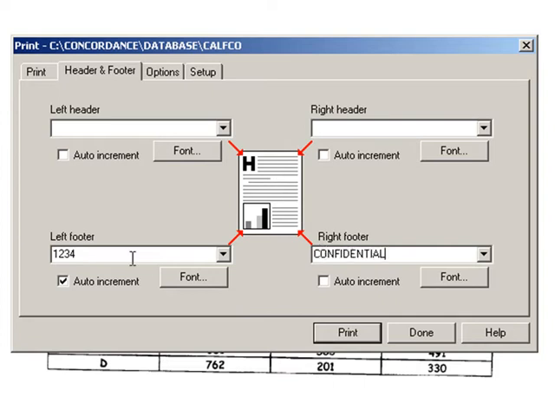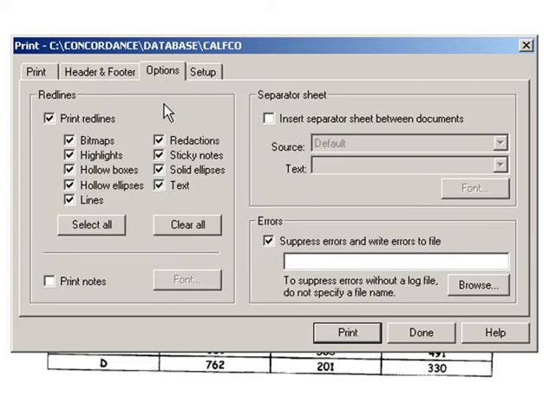The next tab is the Options tab. In this area, you'll find a few more useful functions. The first is this red lines box. Here you can select whether or not specific annotations made on the TIFF image should be printed. That is, if a redaction or a highlight was made on the TIFF image, should it be printed when somebody hits the print button?